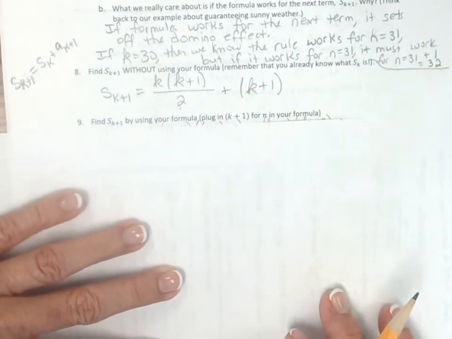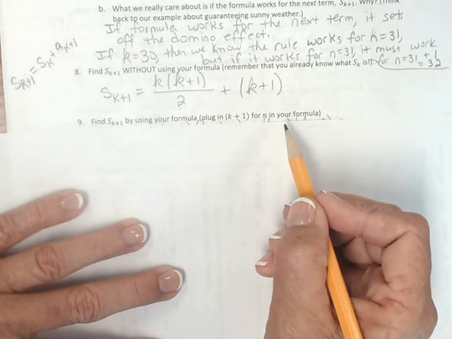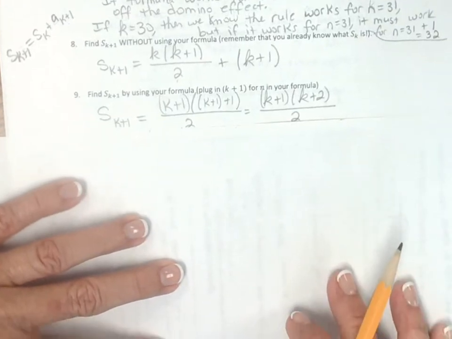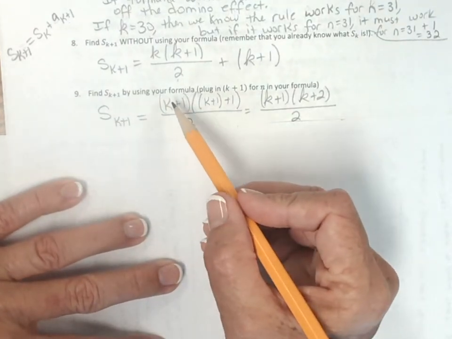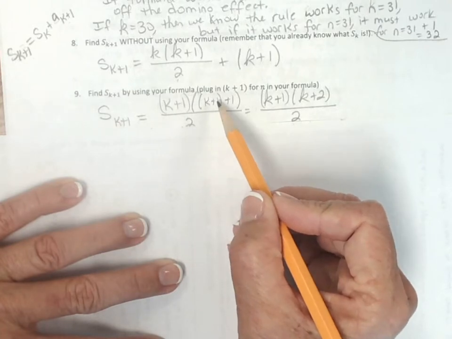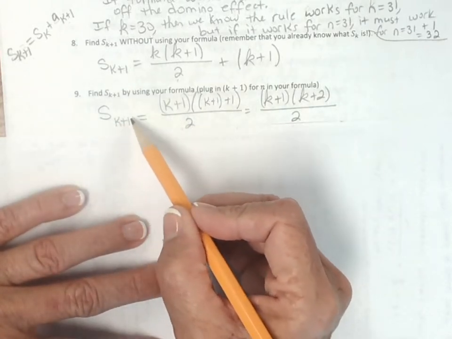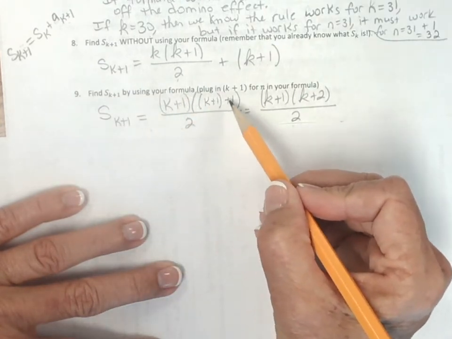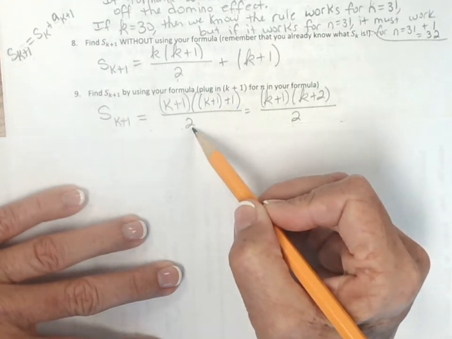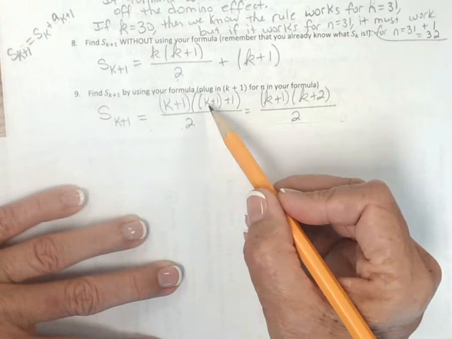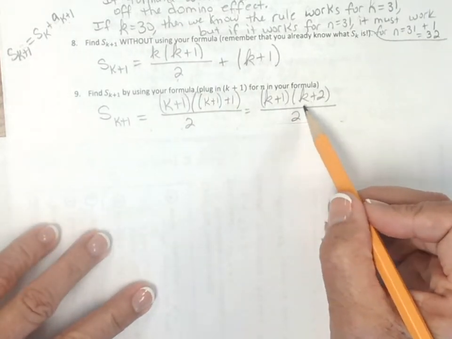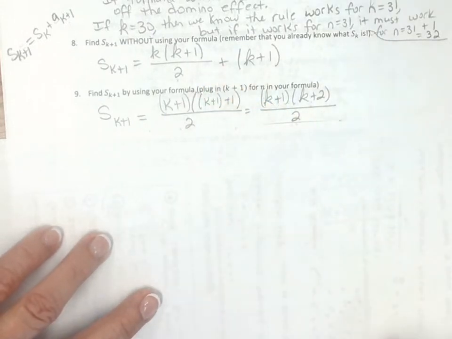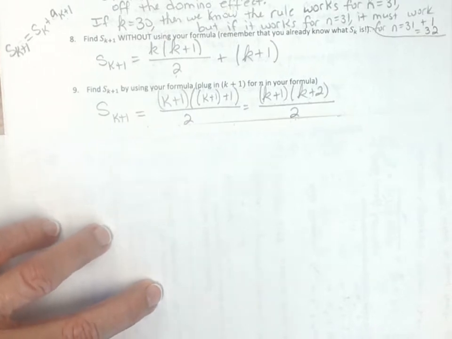Now could we try and plug in k plus 1 into the formula that I had been using? So my formula is the nth term times n plus 1 divided by 2. In this case, my n value is k plus 1. So k plus 1 times k plus 1 plus 1 divided by 2. If we simplify this, this is simply k plus 1, and this is k plus 2. So what we have here is k plus 1 times k plus 2 divided by 2. Are these the same? We need to be able to show or prove that these are the same.